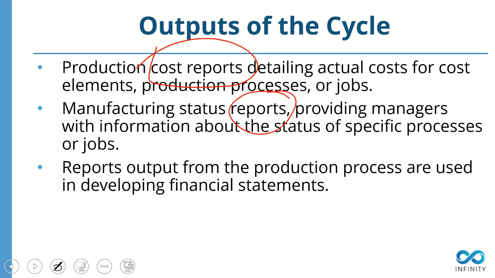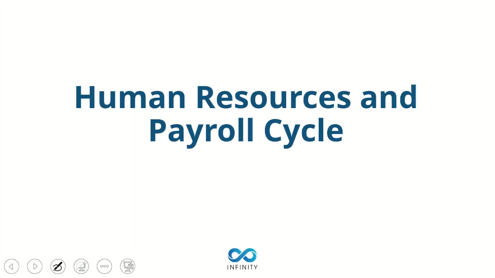Manufacturing status report. The managers will get the information about the status of each process or each job, what status they can get. And reports output from the production process that are used in developing financial statements. So all this information you can get from an AIS.